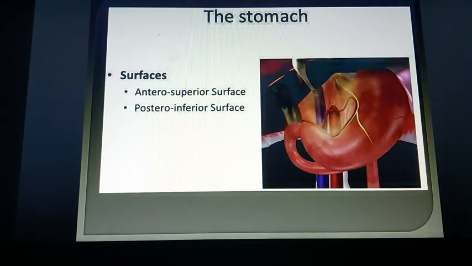Coming to the surfaces, the antero-superior surface and the posterior-inferior surface.